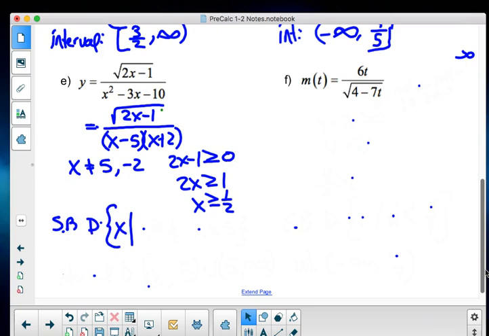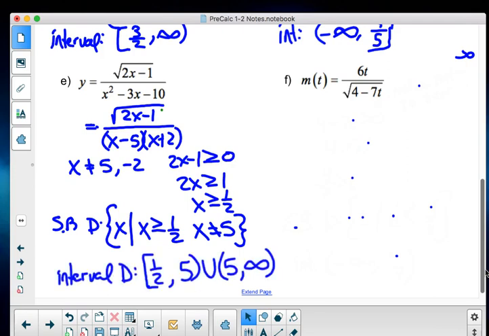Now, be careful. x has to be greater than or equal to 1/2, but that doesn't include the negative 2. So you're going to see in my set builder that x is greater than or equal to 1/2, but can't be 5. I'm not going to say a word about negative 2 because it's not in my domain for this function. And I'm going to do the same thing for my interval notation. So pay attention to that.